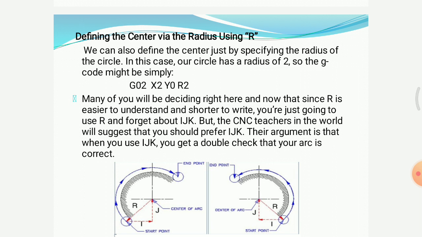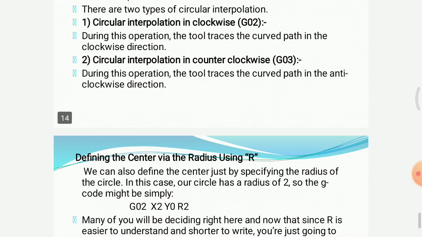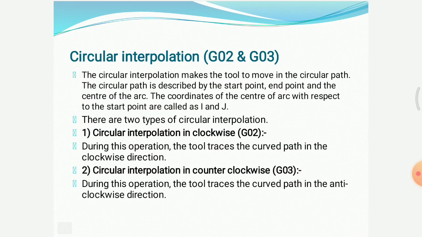Similarly, you can see here on the right side circular interpolation in anti-clockwise direction and the horizontal and vertical distance from the center of the arc given by I and J. So these are the two methods by which we can write the program for circular interpolation, by specifying the radius and by specifying the coordinates I and J with start point and end point. Okay. So this is about circular interpolation in clockwise direction and anti-clockwise direction, G02 and G03.